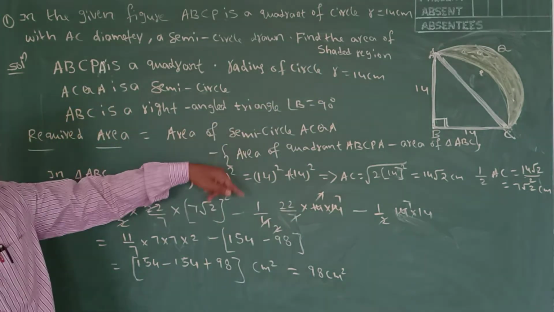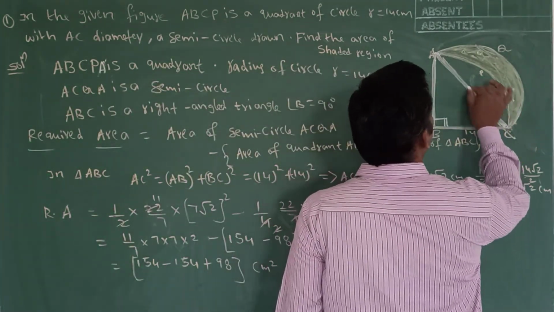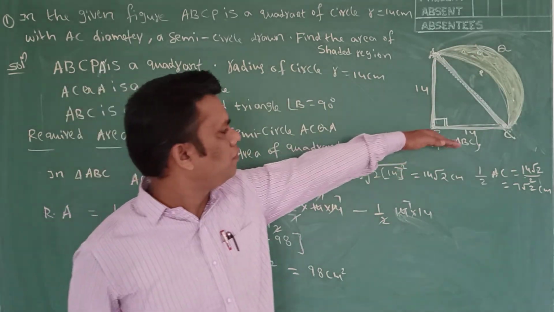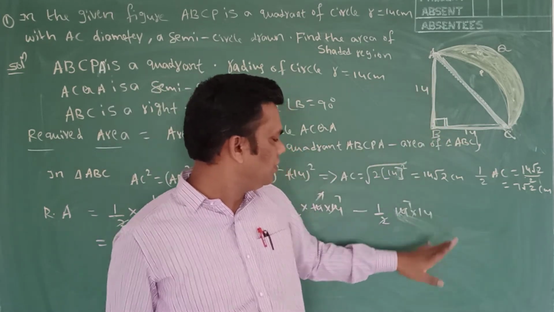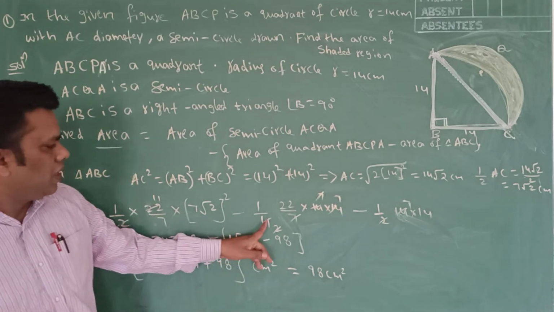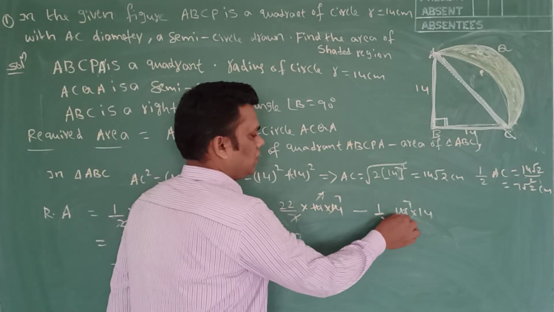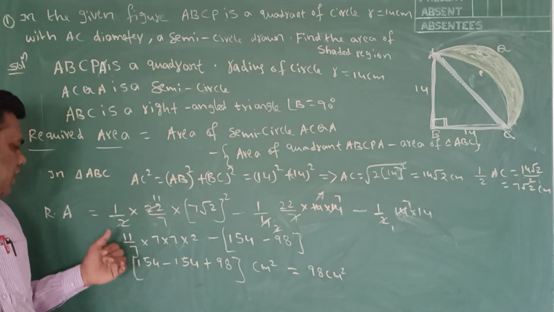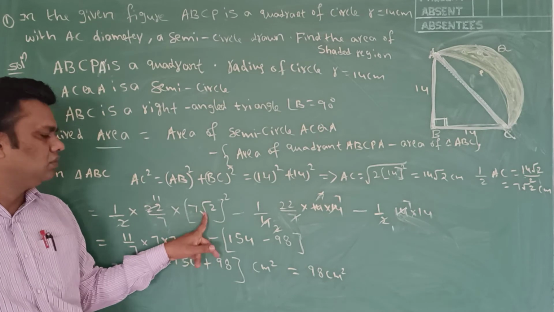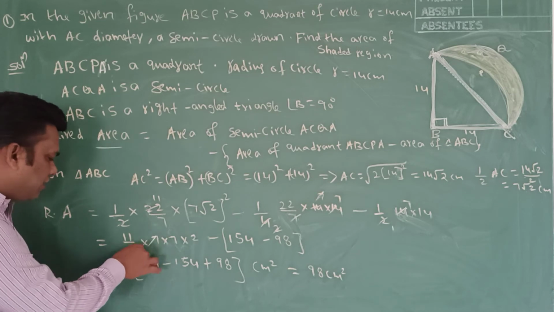Minus the area of triangle ABC. The formula is half base into height, so half into BC, which is 14, into AB, which is 14. Now see the cancellation: 11 upon 7 into 7 root 2 whole square, that is 7 into 7, and root 2 whole square is 2. Again 7 will be cancelled.